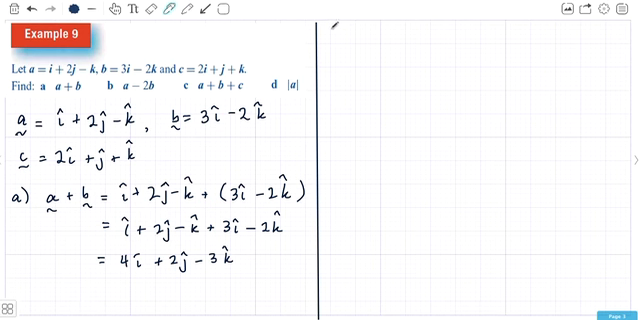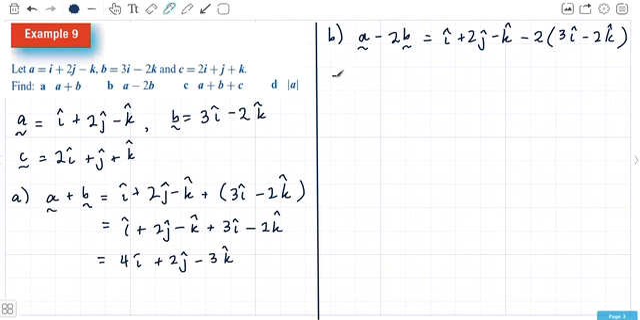The next one, B, similar kind of vibe here. You've got A, take away 2B. Write down A. So A is i plus 2j minus k. And this time we have to take away 2 lots of B, and B is 3i minus 2k. So this is where the brackets really are useful. I'm just writing out A again because we're not doing anything with that.